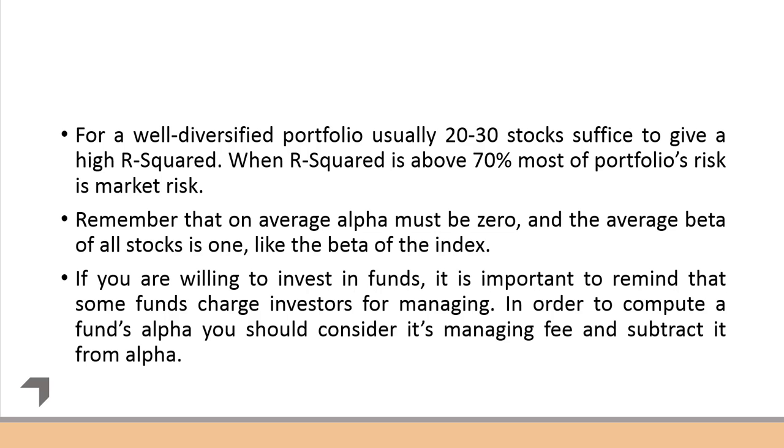Remember that on average alpha must be 0 and the average beta of all stocks is 1, like the beta of the index. So consider a portfolio, which is actually a little market. You have made a little market portfolio in your own portfolio. So the average beta of your portfolio should be equal to the beta of the market portfolio, which is 1, and the average alpha must be 0. And you're not going to get positive alpha by investing in the market portfolio.